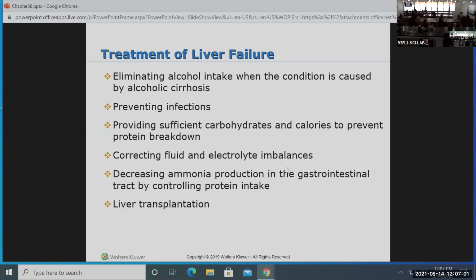Correcting fluid and electrolyte imbalances. Decreasing ammonia production. Look at this one. Decreasing ammonia production in the GI tract by controlling protein intake. When we are not taking food, when we are starving, there is muscle protein breakdown, and that protein creates a problem because it is converted into ammonia. So if liver transplant progress is not good.